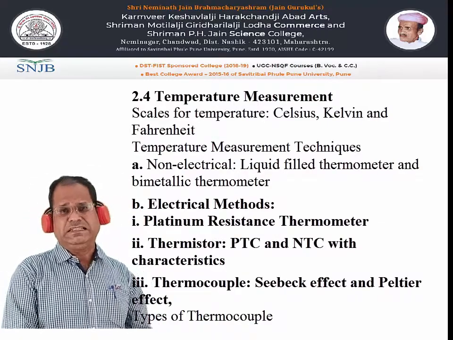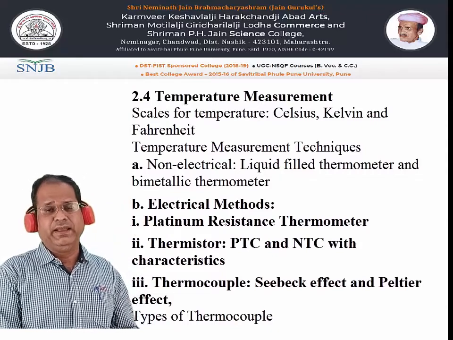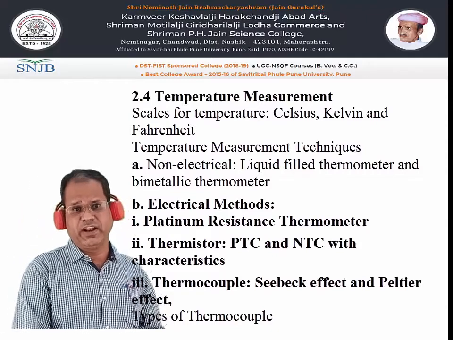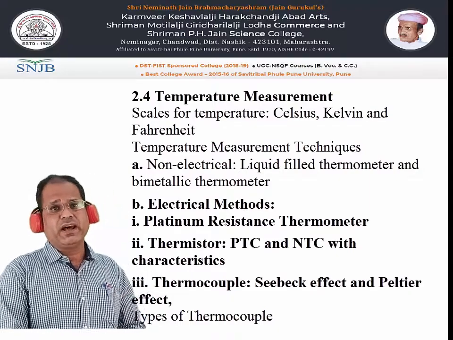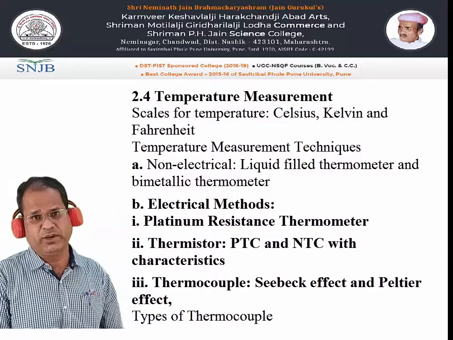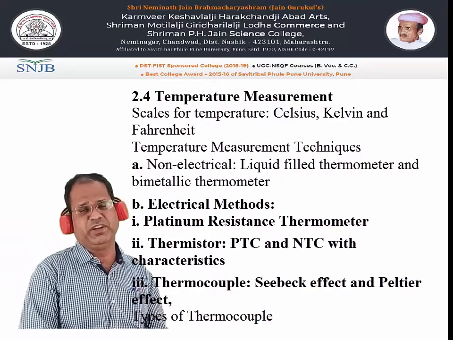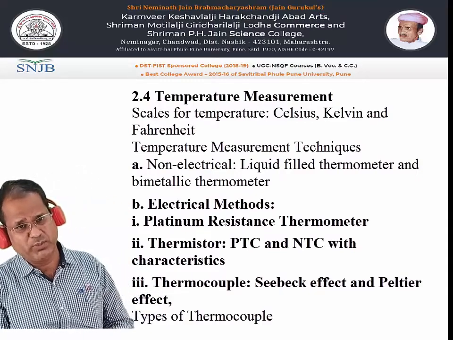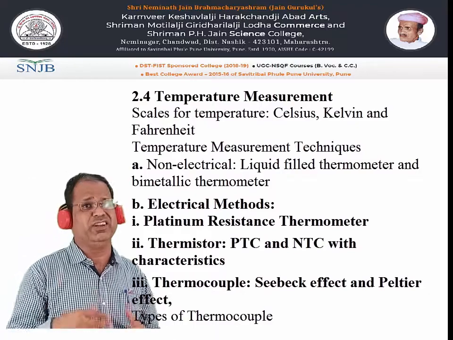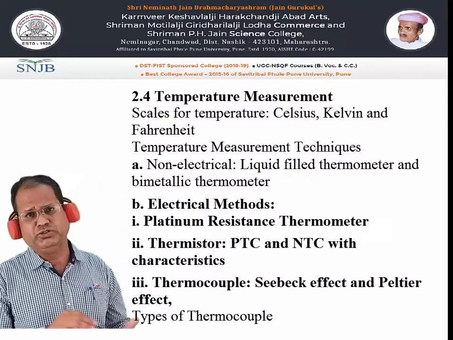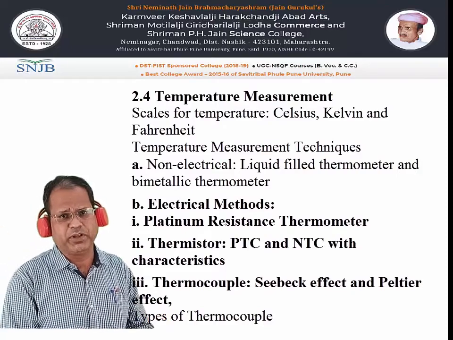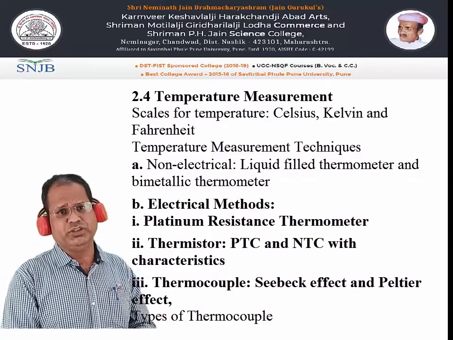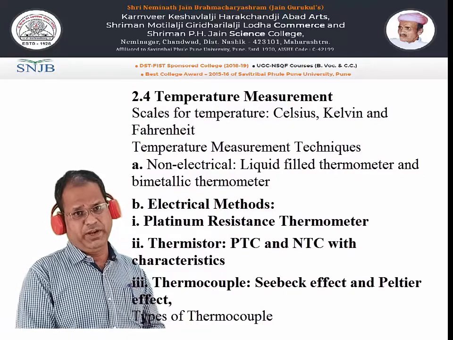Generally, we are using the Celsius scale, Kelvin scale, and Fahrenheit scale for temperature measurement. And what are the various techniques for temperature measurement? Because when you are measuring body temperature and when you are measuring very high temperature, the technique used for measuring low temperature will be different from that used for high temperature.